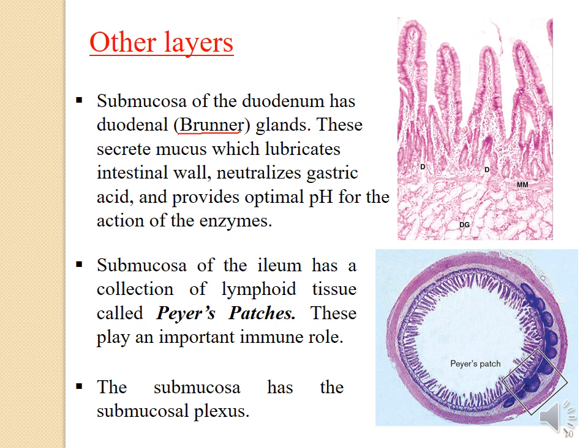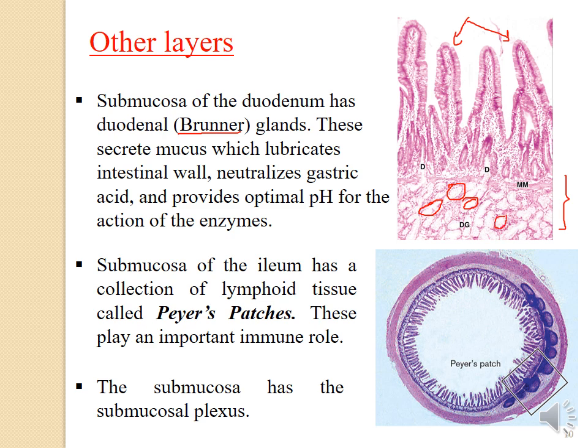This mucus is important to lubricate the intestinal wall and to neutralize the gastric acid, the food coming from the stomach into the duodenum, in case it is still a little bit acidic. This will help to neutralize this acid. It also provides the optimal pH for the action of the enzymes. So in this section here, notice these are the villi. This is the submucosa. These are all the mucus glands, Brunner glands. Notice they are colorless because these are mucus glands.